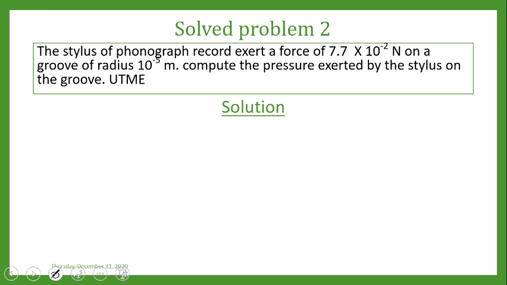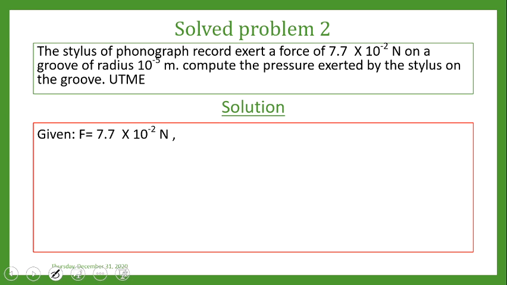The second question we have is, the stylus of a phonograph record exerts a force of 7.7 times 10 raised to power minus 2 Newton on a groove of radius 10 raised to power minus 5 meter. Compute the pressure exerted by the stylus on the groove. So how do we calculate this one? First, let us list out all the parameters given to us. Force is given to us in the question as 7.7 times 10 raised to power minus 2 Newton, and area is unknown. If you look at the question, we don't know the value of area. And the radius is given to us as 10 raised to power minus 5 meter.